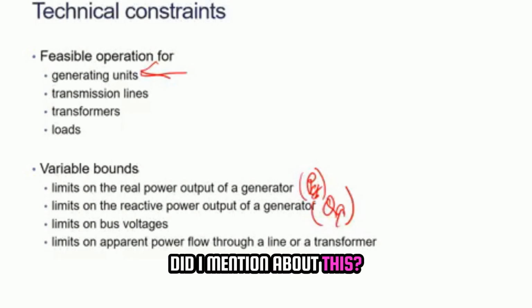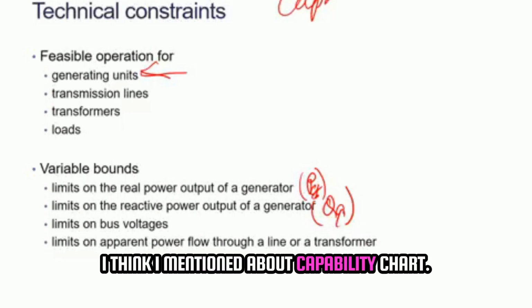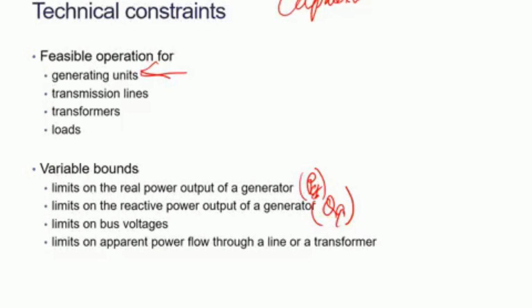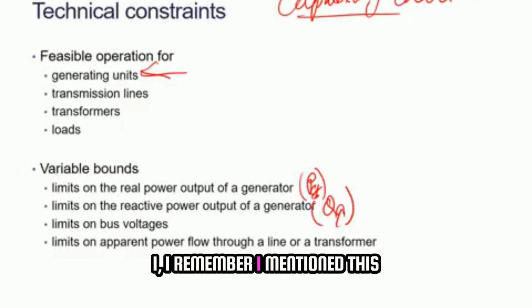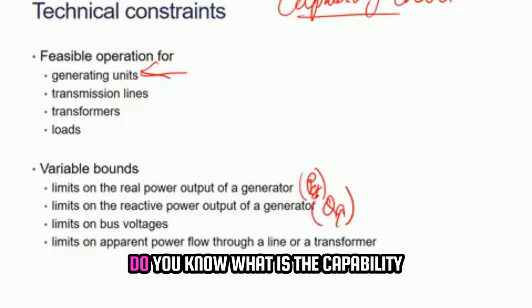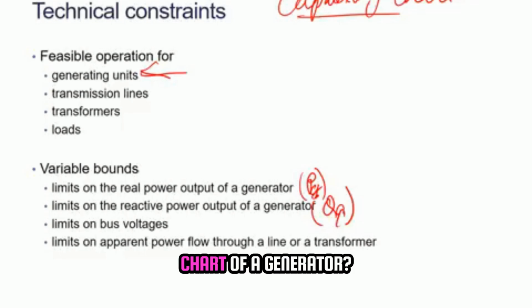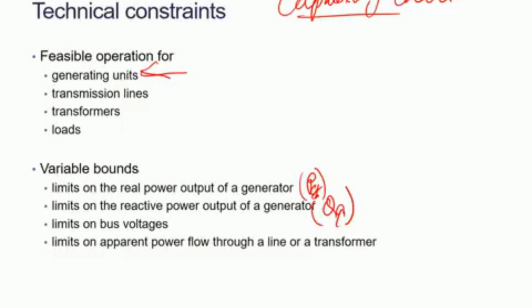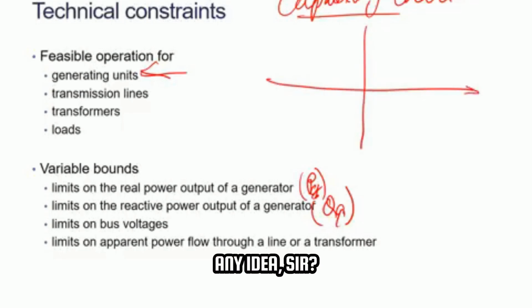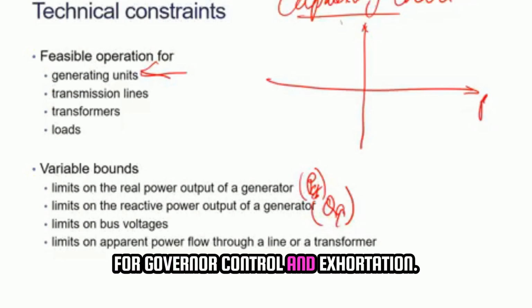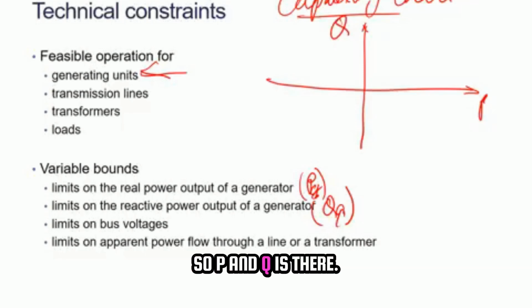Did I mention this? I think I mentioned the capability chart. Are you guys aware of this capability chart? I remember I mentioned this during the initial lectures. Do you know what the capability chart of a generator is? What is there on the x-axis and y-axis? Any idea? PG and QG. Yeah, exactly. So P and Q are there, basically for governor control and excitation control.